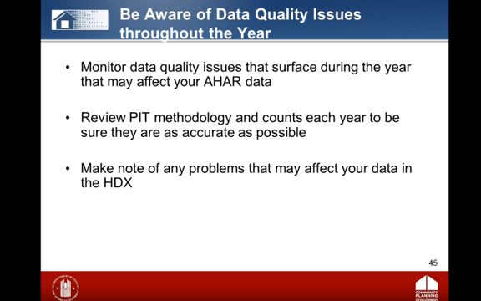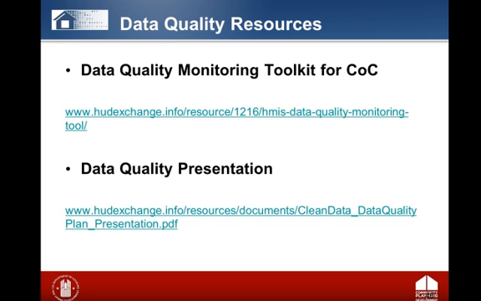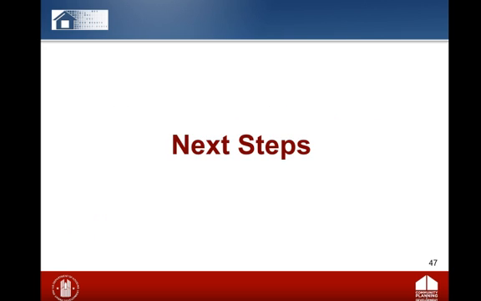And documentation is key. As we have reiterated many times during this series, the notes function is an important tool to getting a complete submission. Many data quality questions data liaisons ask of communities simply require some extra explanation that can be documented in real time. There are resources out there for communities to improve data quality outside of the AHAR process. Links to the current data quality toolkit and data quality presentation are available here and are available in the HUD Resource Exchange. Now that you have a better understanding of the AHAR, let's talk about next steps.